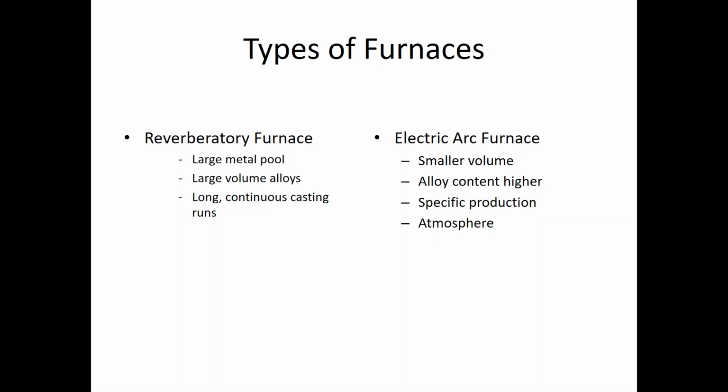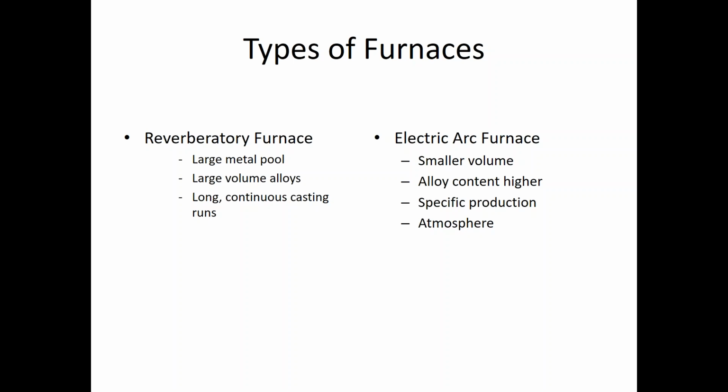The casting. Well, there's two types of furnaces that are used generally in the copper industry, one more than the other these days. The reverberatory furnace is a large pool of molten metal. It can be almost 100,000 pounds. These are for large volume alloys, mostly coppers. Long continuous casting runs are needed when you have this much metal.